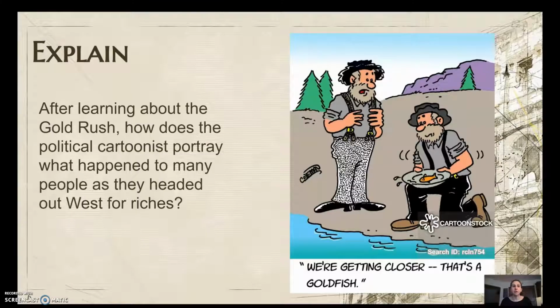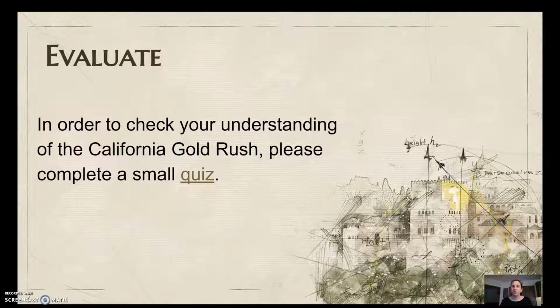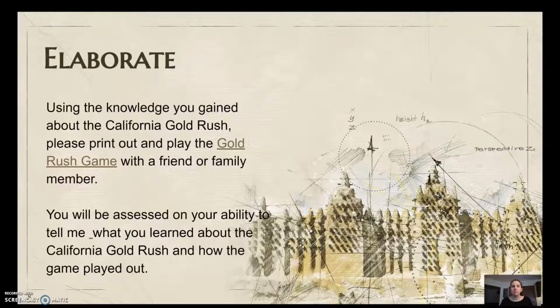So after learning about the gold rush, how does the political cartoonist portray what happened to many people as they headed out west for riches? So just take a moment and think about that. Okay, to check your understanding of the gold rush, there's a small quiz. And then using the knowledge you gained, this is kind of fun.